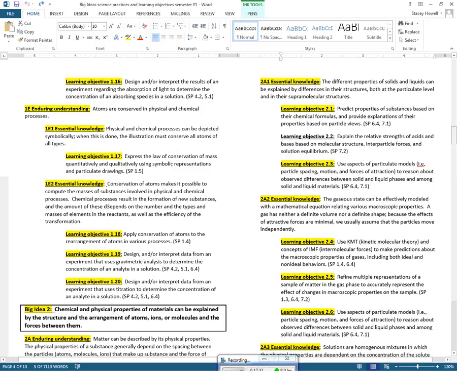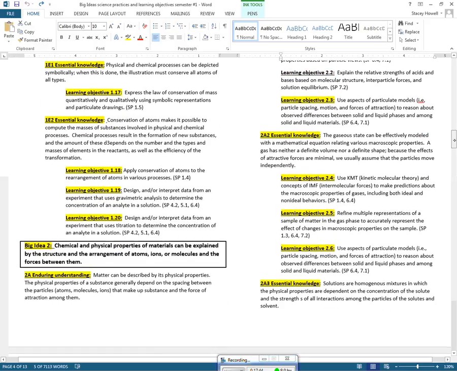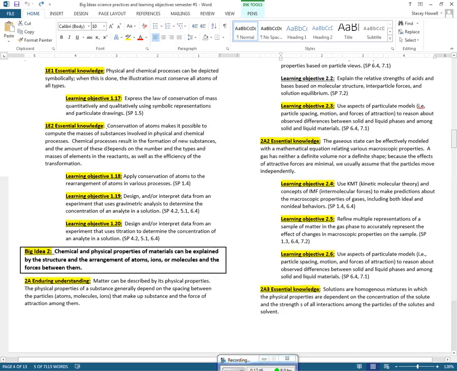So you need to be able to analyze and figure out, using empirical formulas, the ratios, and design or interpret data from that. And then we get to big idea 2. Chemical and physical properties of materials can be explained by the structure and arrangement of atoms, ions, molecules, and the forces between them. So this is the stuff that we need to do with hydrogen bonding and things like that.